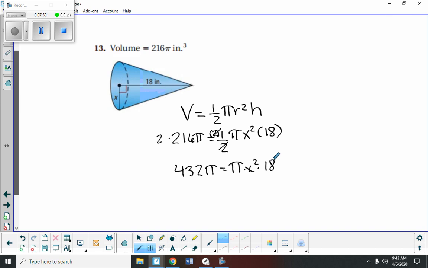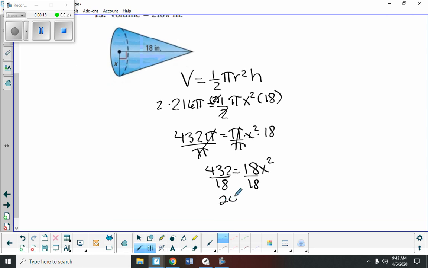So now we can divide. We want to get the x by itself. So let's divide by pi first of all. So then we have 432, and I'm going to write this as 18x squared. And then we'll divide by 18. So we have 432 divided by 18, and that gives us 24. And that equals x squared. And then to solve for x, you take the square root of both sides. And the square root of 24 is approximately 4.9. So that's your answer.